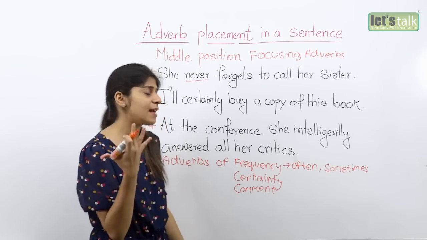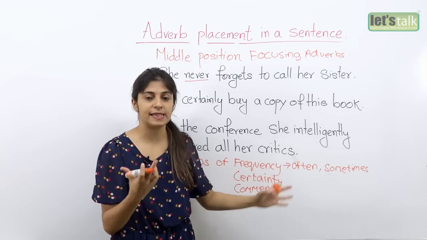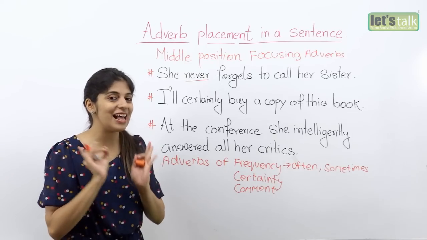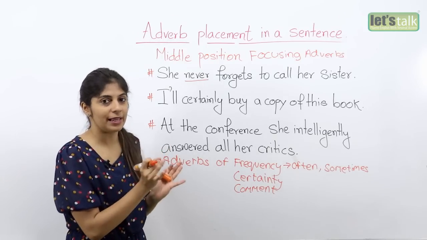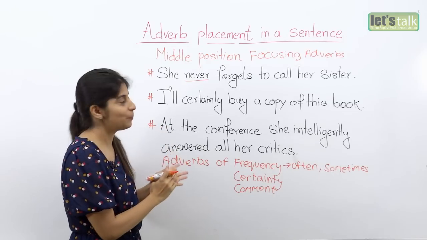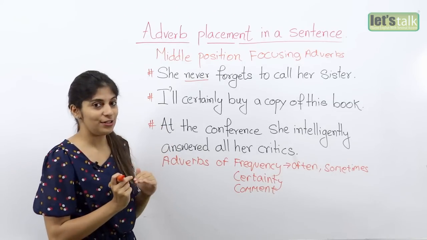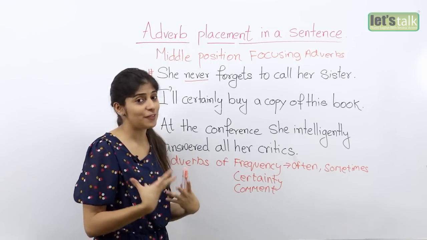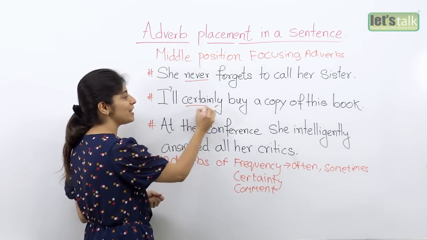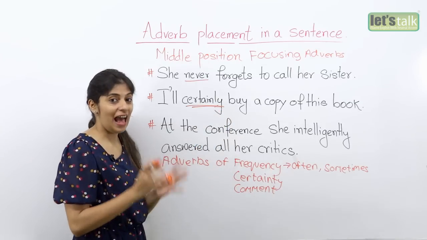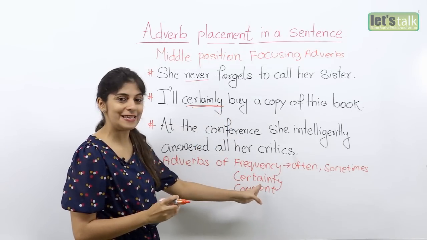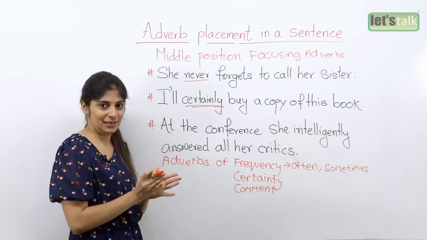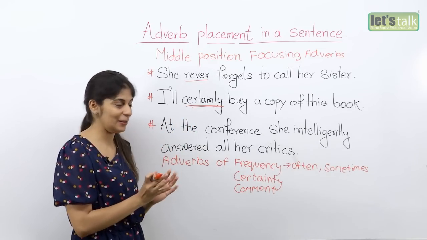Usually, these are all adverbs of frequency that come in the middle of a sentence. That's how these adverbs are placed in the middle position. If you look at another example here, I will certainly buy a copy of this book. Here, the word certainly is the adverb of certainty. So this comes in the middle. It's placed in the middle.